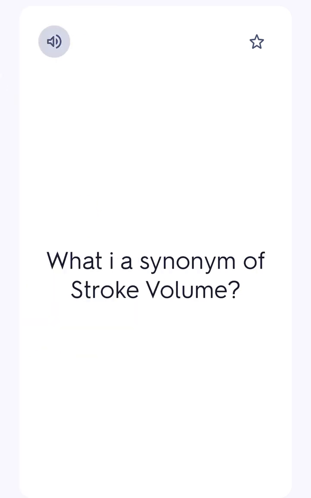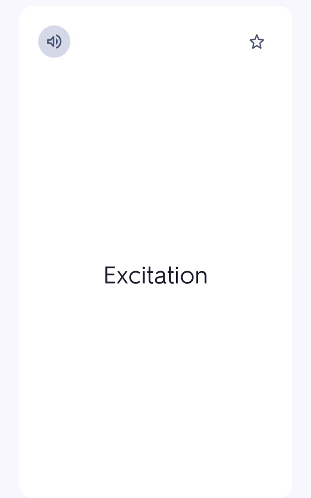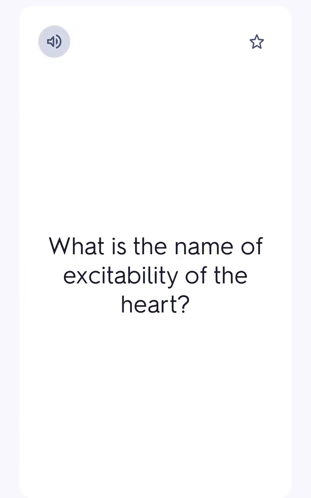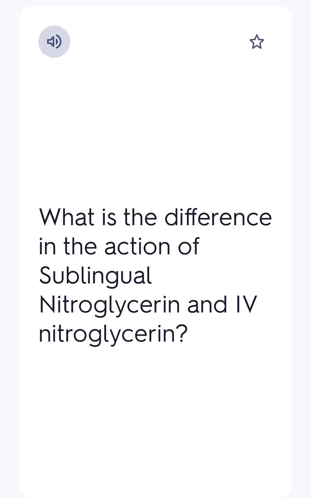What is a synonym of stroke volume? Afterload. What state of mind will you find in a person with sympathomimetic overdose? Excitation. What is the name of excitability of the heart? Dromotropism. What is the difference in the action of sublingual nitroglycerin and IV nitroglycerin? Nothing.